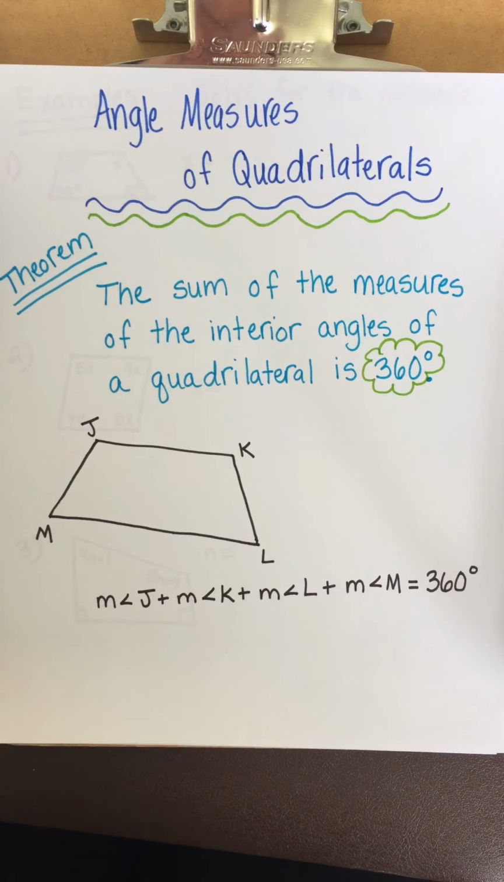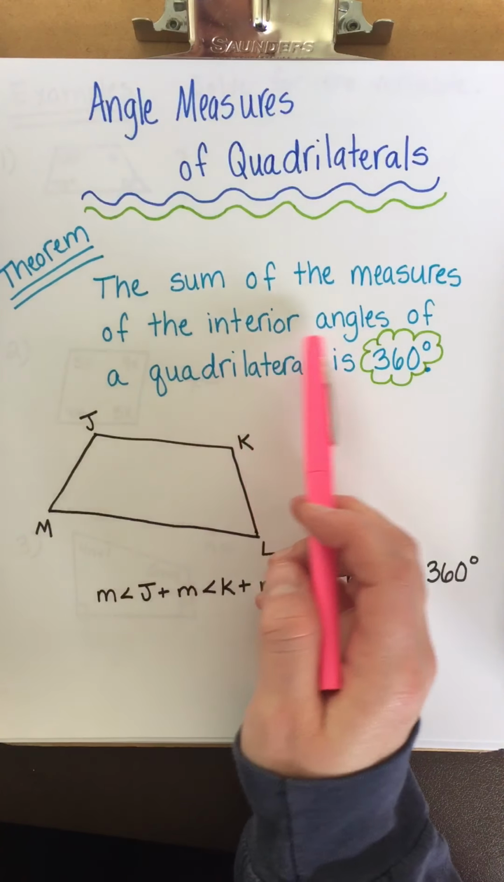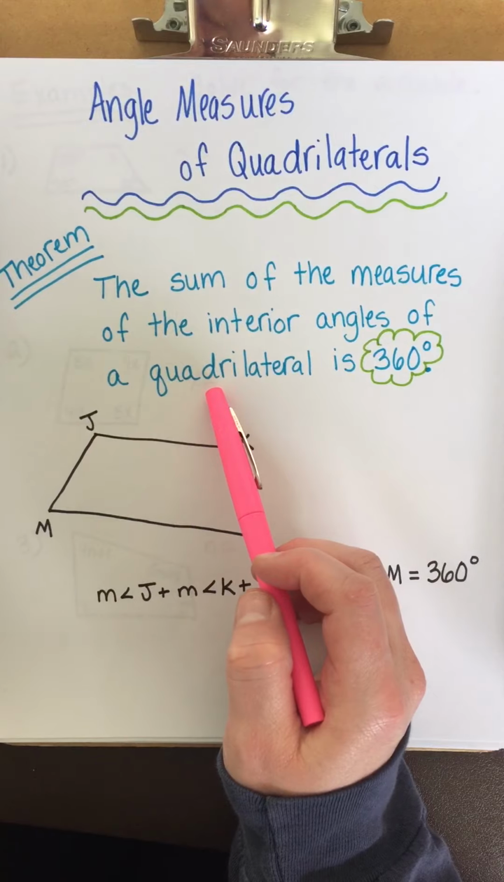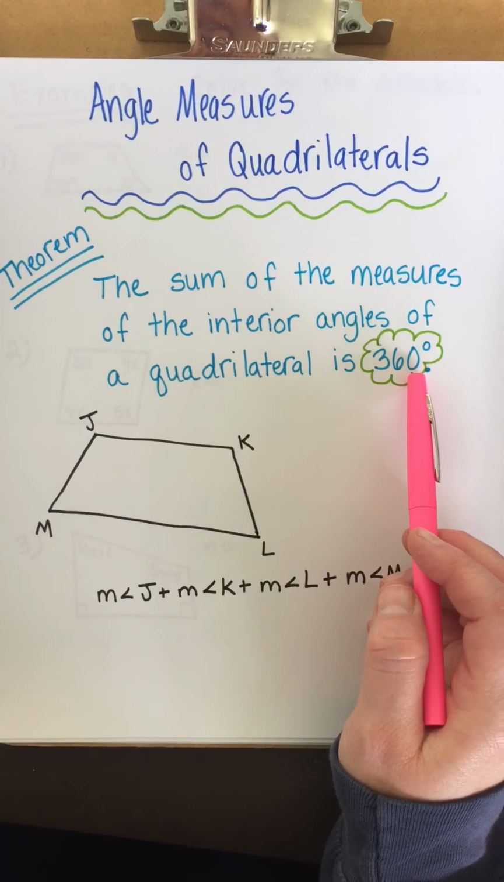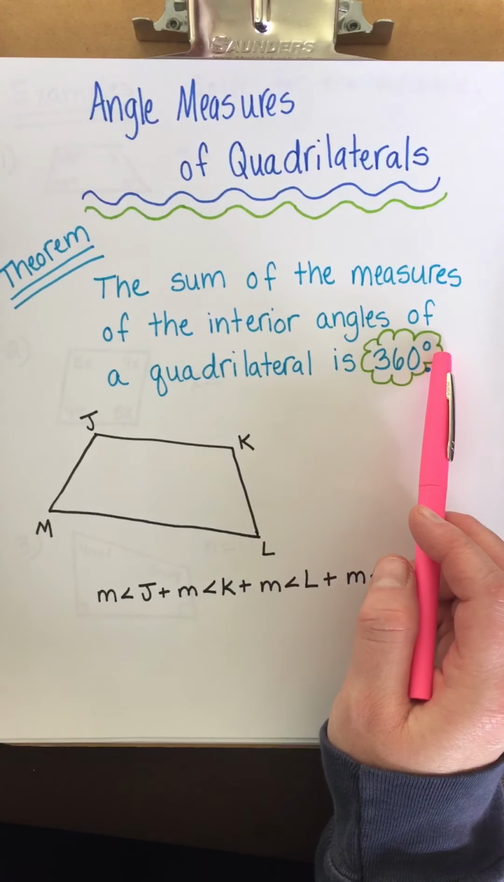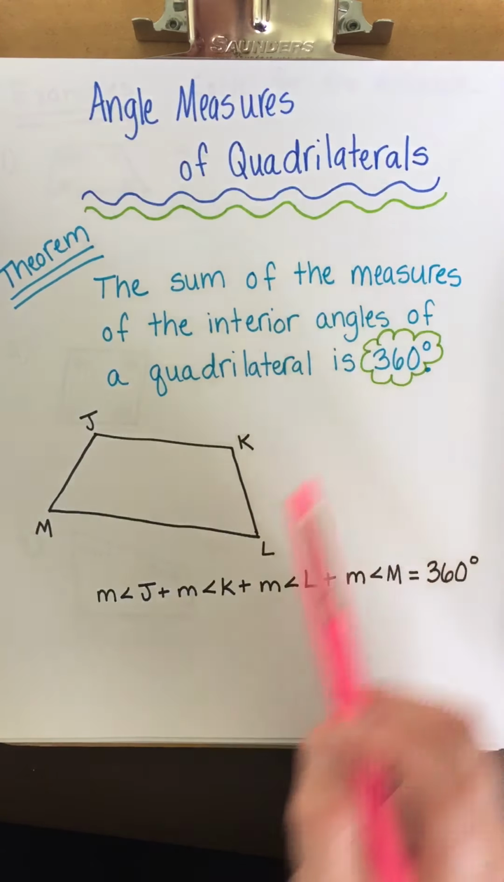And we have a theorem, and the theorem says that the sum of the measures of the interior angles of a quadrilateral is 360 degrees. So what that means is, here's an example of a quadrilateral. If I added the measure of angle J and the measure of angle K plus the measure of angle L plus the measure of angle M, all of those degrees would add up to 360 degrees.